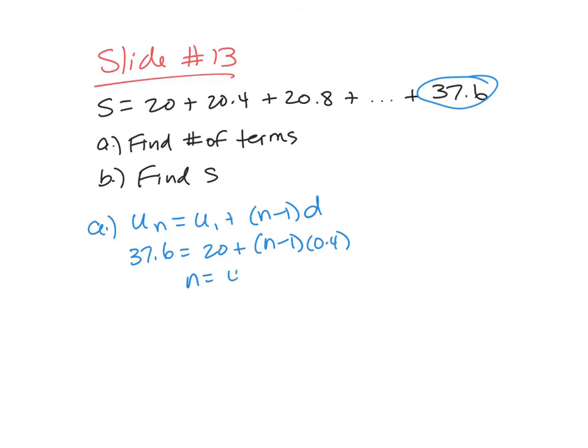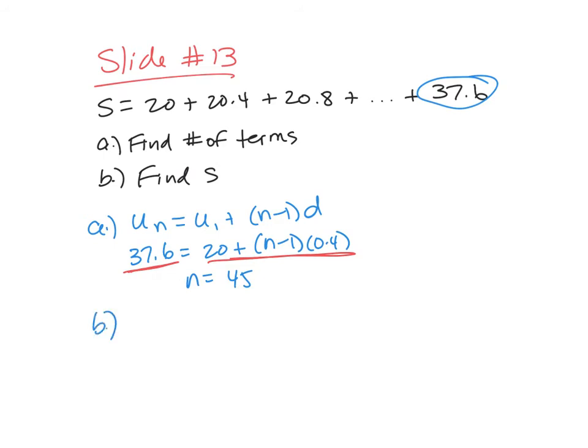n turns out to be 45. You can solve on a TI Inspire. You can on a graphing calculator. You could graph y equals 37.6, and then graph another line, y equals 20 plus n minus 1 times 0.4, and find their point of intersection, or you could do it algebraically, okay? But n is 45.